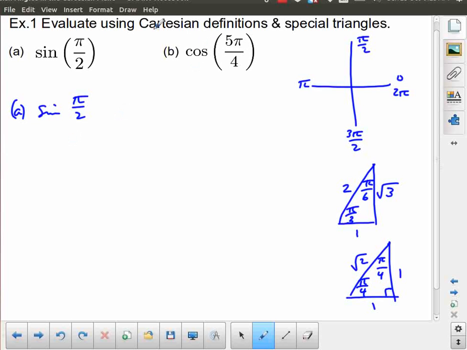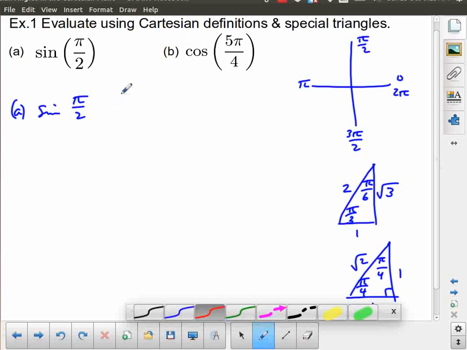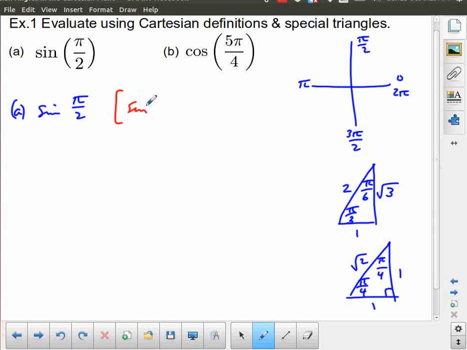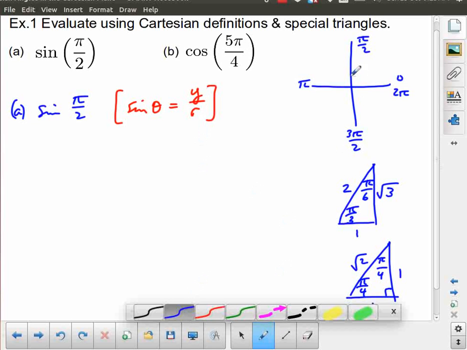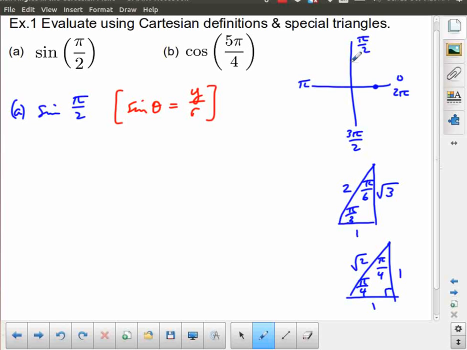And the Cartesian definition, what I want you to recall for this one is the definition of sine theta. What's the definition of sine? It's y over r. So sine theta equals y over r. That means it is the y coordinate over the r value, over the radius. So what we normally do when we're talking about this one, which is pi by 2, that means it's on, in this case, the y-axis.